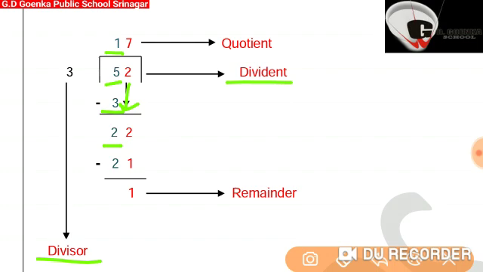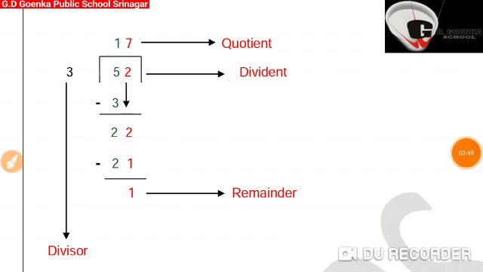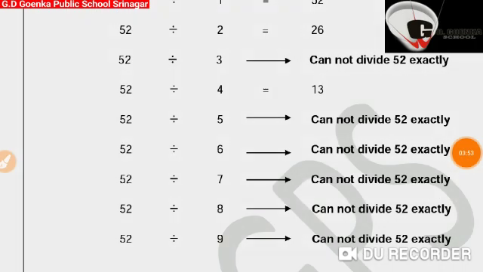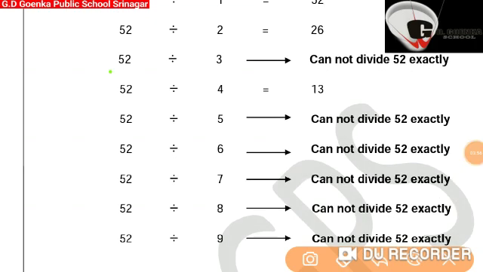Now again using the table of 3, 3 1s are 3, 3 2s are 6, 3 3s are 9, 3 4s are 12, 3 5s are 15, 3 6s are 18, 3 7s are 21. So I'm going to write 3 7s are 21 because 22 is not in the table of 3. Therefore 22 minus 21 is 1. Since the remainder is 1, we can say 52 is not exactly divided by 3. Therefore 3 does not divide 52 exactly. So that's what we are going to write here.